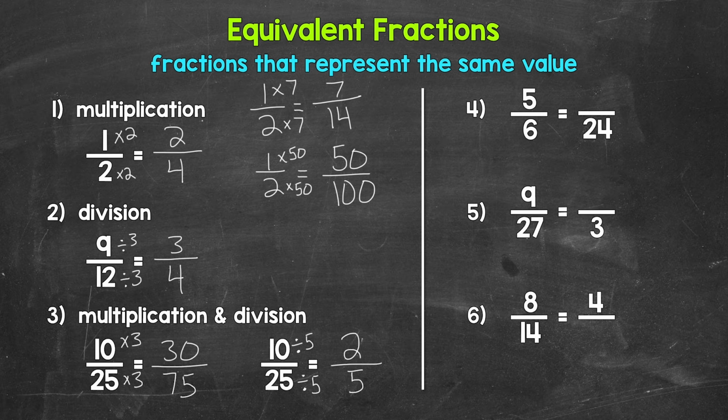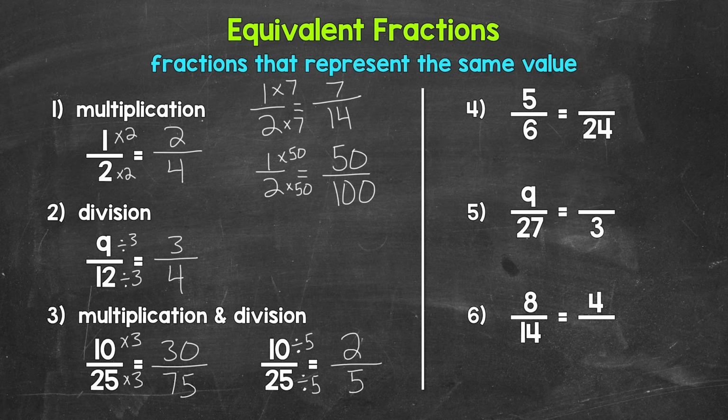Let's move on to numbers 4, 5, and 6, where we are given part of an equivalent fraction, and we need to find the missing number. We will start with number 4, where we have 5/6 equals what over 24. So we need to figure out our missing numerator here. Well, we need to use what we know about equivalent fractions to figure this out. We can either use multiplication or division, and whatever we do to the numerator, we must do to the denominator. Or vice versa, whatever we do to the denominator, we must do to the numerator.